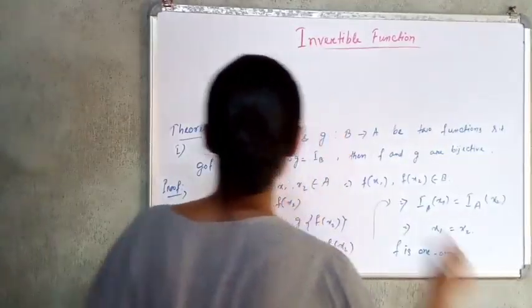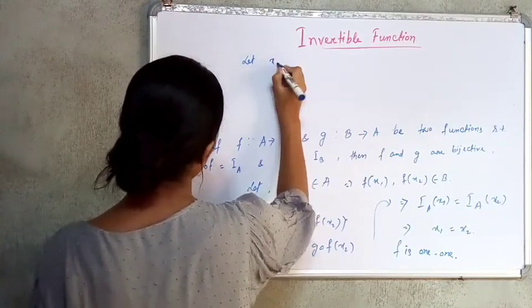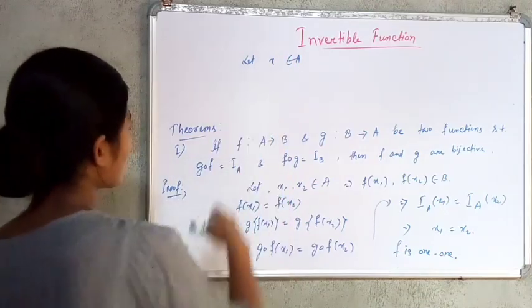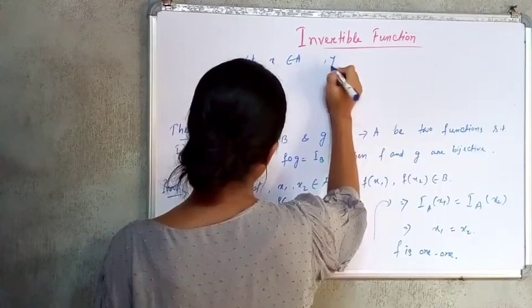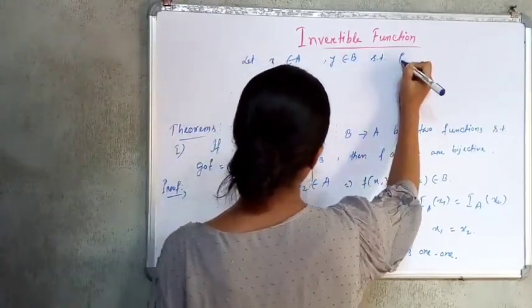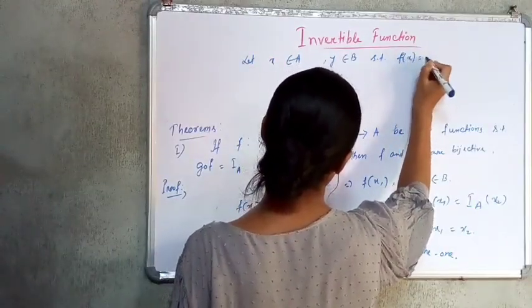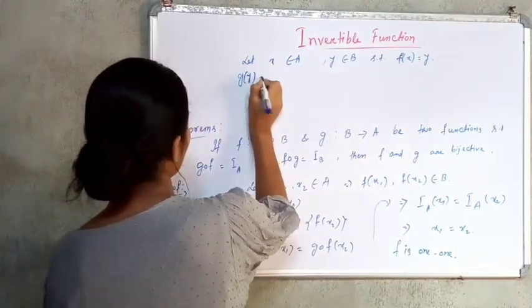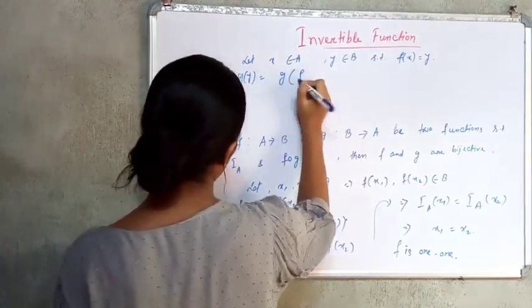Let us take an element x in A. Then there exists y belongs to B such that f of x equal y. Consequently, g of y equal g of f of x, since y is nothing but f of x.